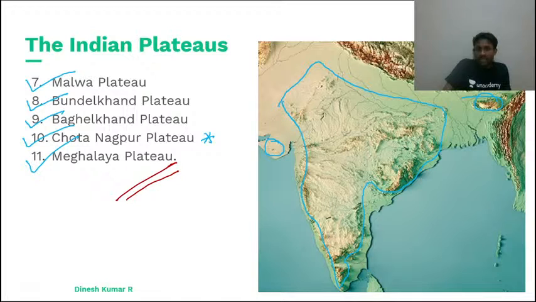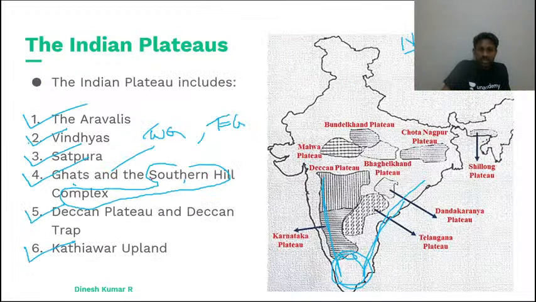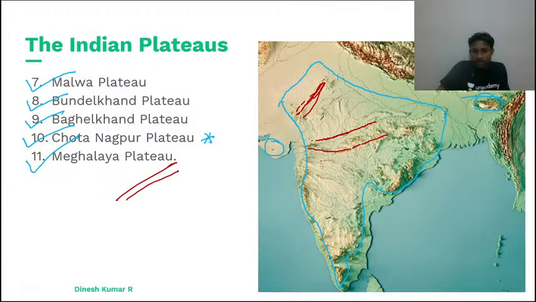So this area I talked about first, this is my Aravali range. Can you see this small mountain? This is my Vindhyan mountains. This is my Satpura mountains. Do you remember the fourth point, Ghats and the southern hill complex? This is my Western Ghats. This is my Eastern Ghats. And these are my hills of the southern hill complex.